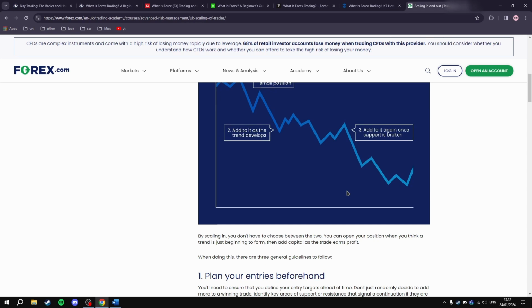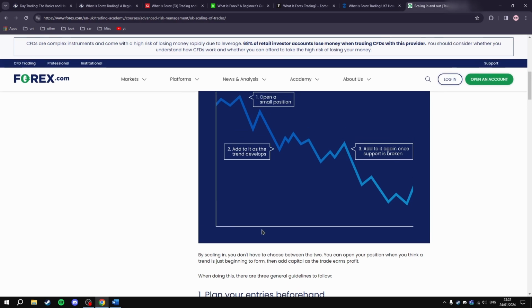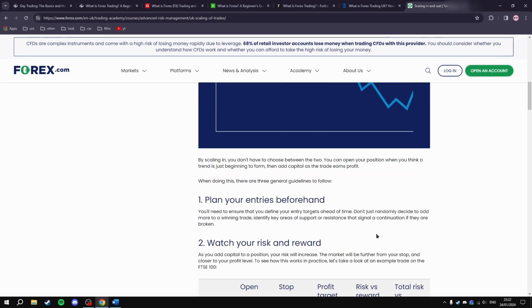By scaling, you don't have to choose between the two. You can open your position when you think a trend is just beginning to form, and then add capital as a trader earns profits. When doing this, there are three general guidelines to follow.